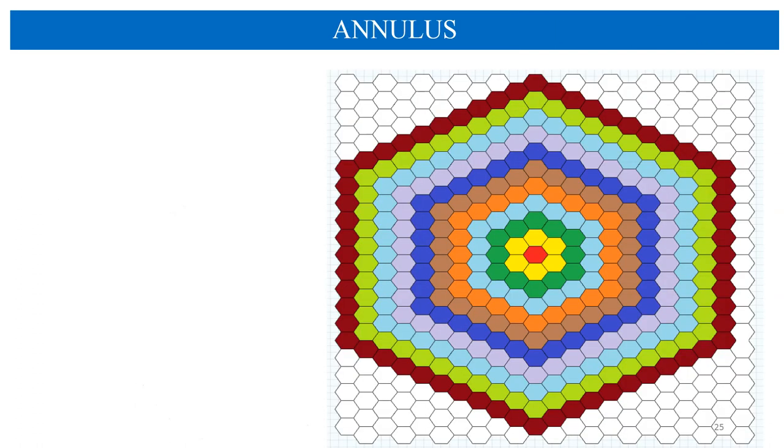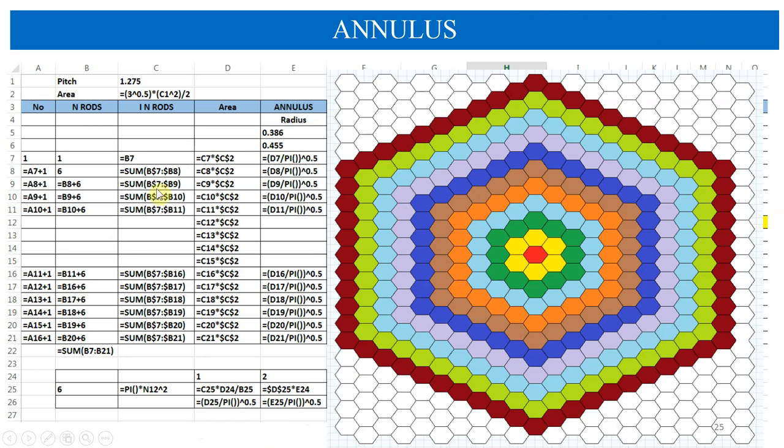Now we will move to the annulus calculation. First, I sent you an Excel sheet that contains how to calculate it simply. First, I have to know the pitch, which is the distance between the centers of two adjacent hexagons. We call it pitch. If it's 1.275, I can calculate the area of this hexagon knowing this distance simply from geometry, a simple mathematical equation.